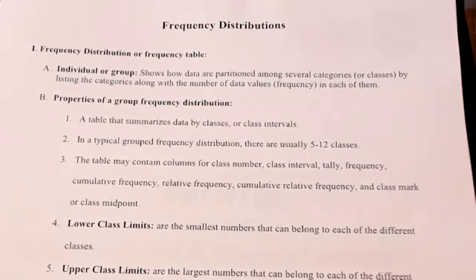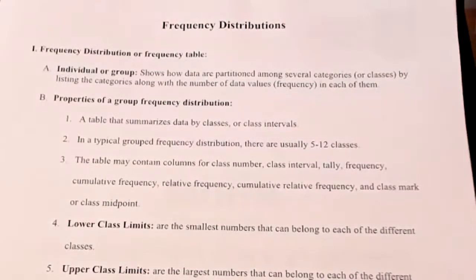Do you want me to do it? Sure, thank you. Reading part A? Okay. An individual or group frequency distribution shows how data are proportioned among several categories or classes by listing the categories along with the number of data values or frequency in each of them.